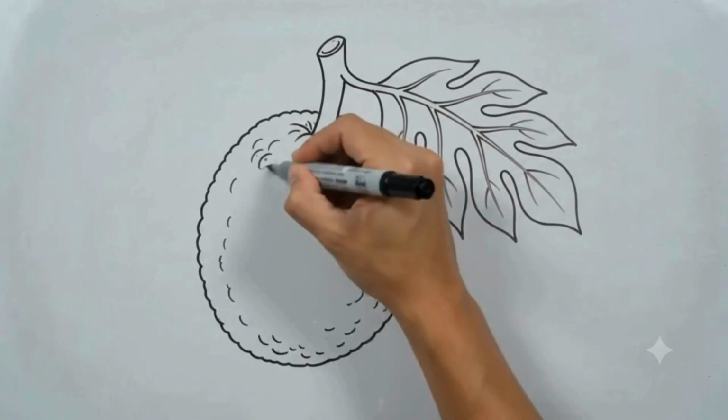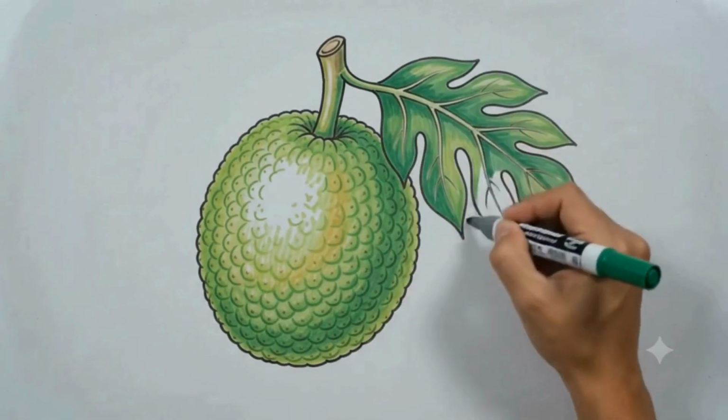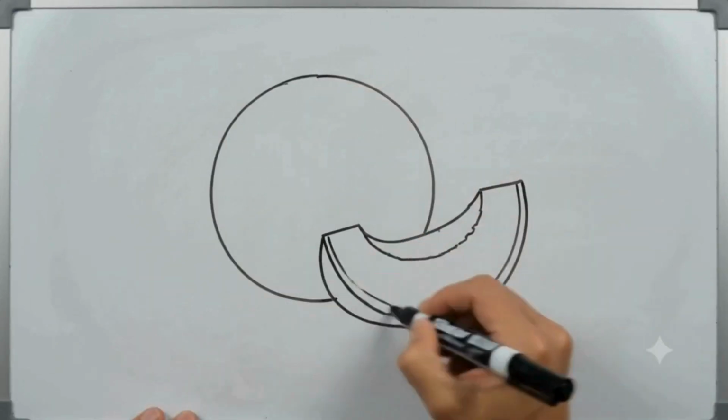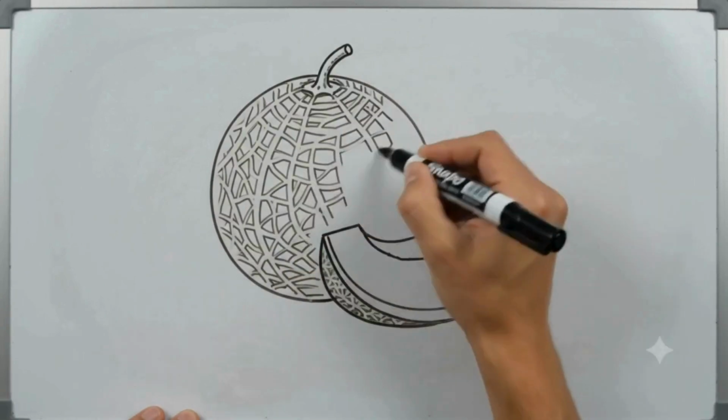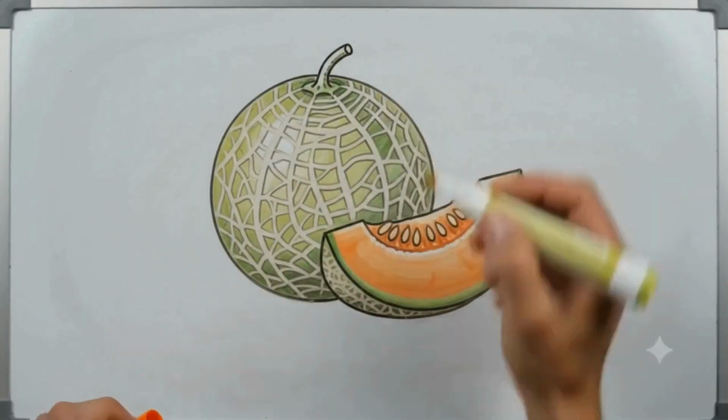Breadfruit is green in color. Cantaloupe is orange in color.